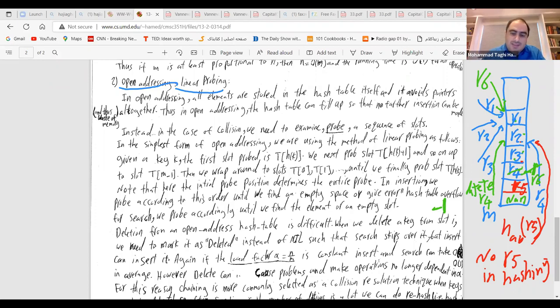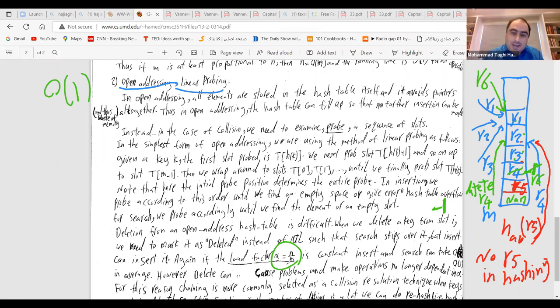Here you can see the running time of this algorithm. The running time is generally order 1 in expectation. However, in the worst case, it may become very bad, and you may need to do even linear n to find an element when you do this linear probing. Generally it depends on the load factor, which is n over m.